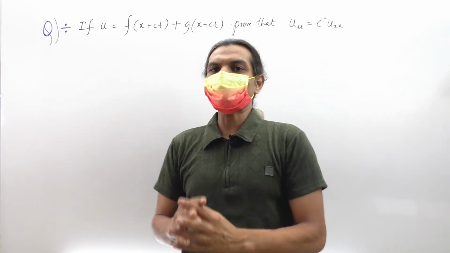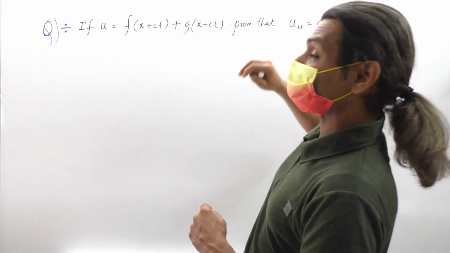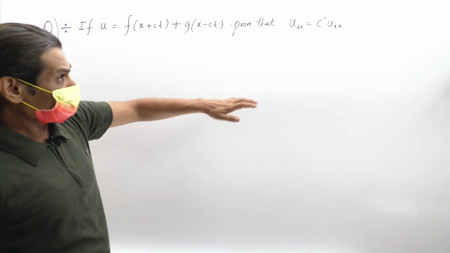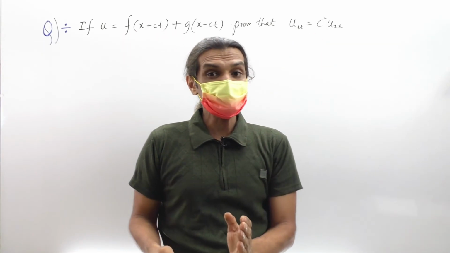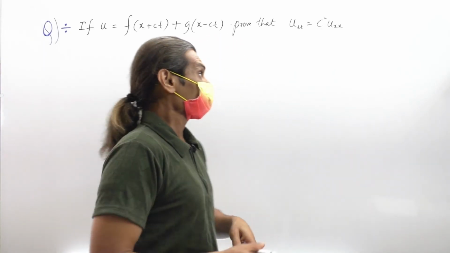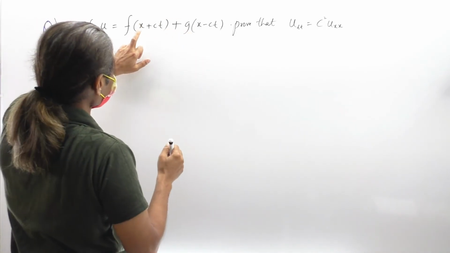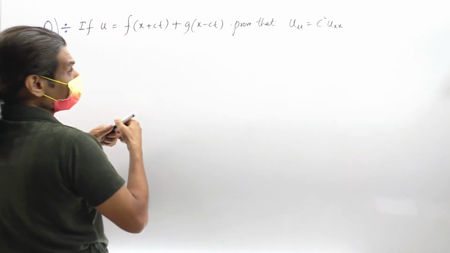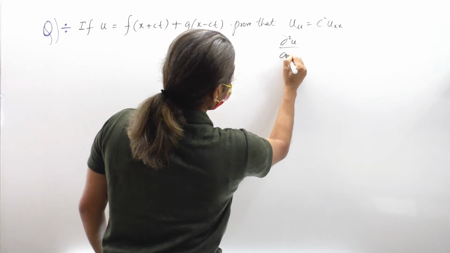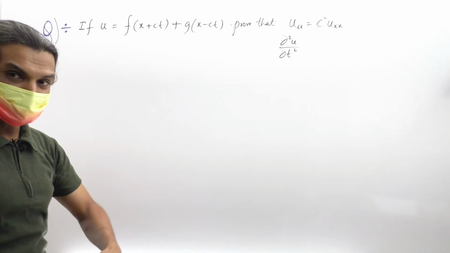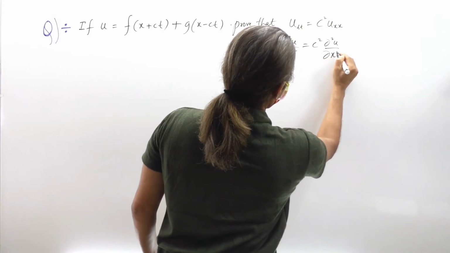The next question here is also equally important. It says, if u is equal to f of x plus ct plus g of x minus ct, prove that u double t is equal to c square u double x. See, what we need to prove here, as we discussed in the basics, u x, higher order u double x, so on, u t. Here the variables are x and t, there is no x and y here. So in other words we need to prove that u double t, that is ∂²u/∂t², is equal to c square into ∂²u/∂x². That's it. Let's prove like this.